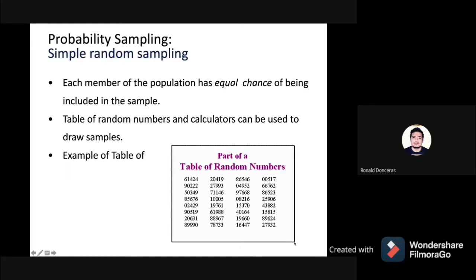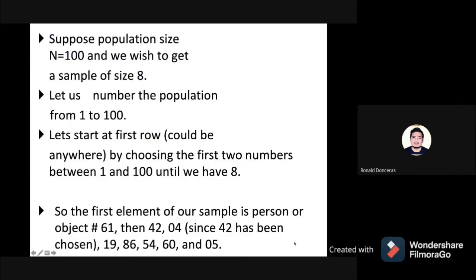So for example, this one, as you can see this slide, we have here a table of random numbers. Okay, so for example, meron tayong population size na 100, and then we wish to get a sample of 8, okay, out of 100. So paano natin gagawin yan? How are we going to select 8 individuals from these 100 individuals? Okay, so the first thing to do is hindi ko nalagyan ng variable dito. Let the number of population be 1 to 100.